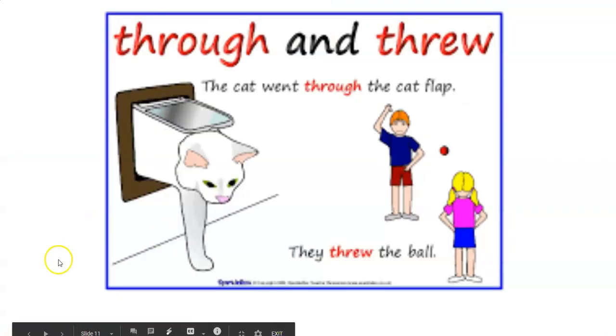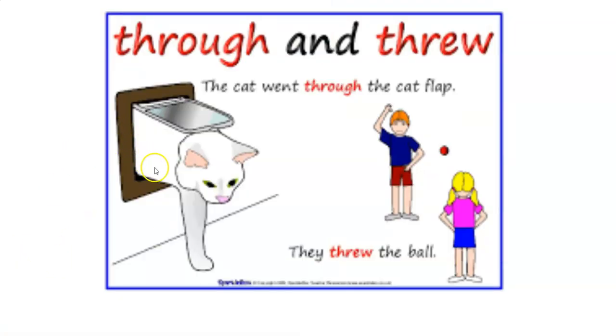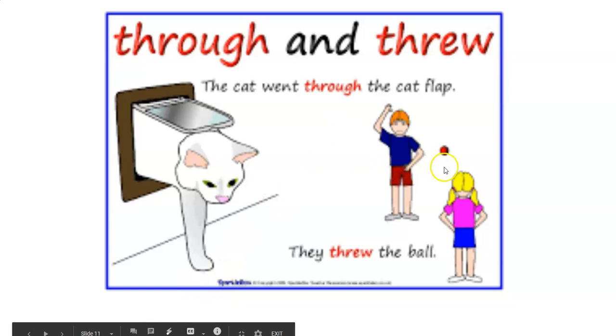All right, another is through and through. So there you can see a cat went through the flap and they threw the ball. Two people throwing a ball here. They threw it, which is the past tense of throw, and through, I'm going through the cat flap.